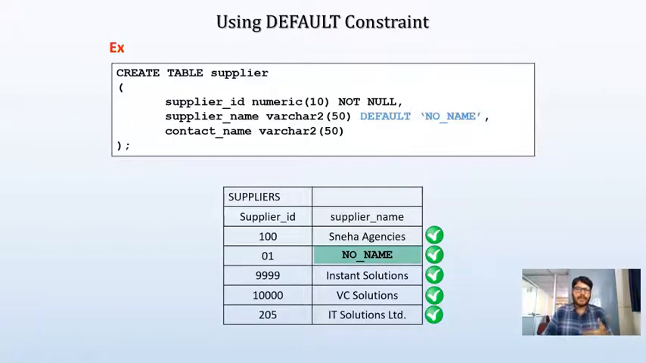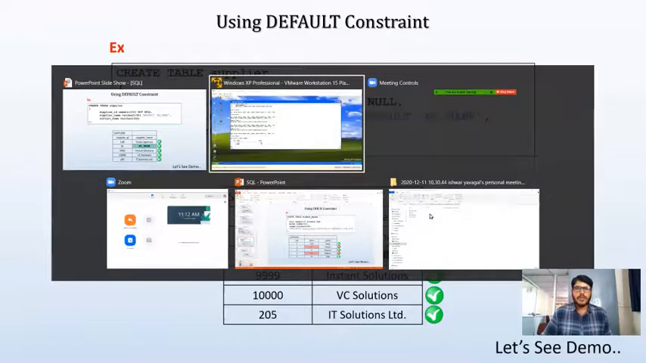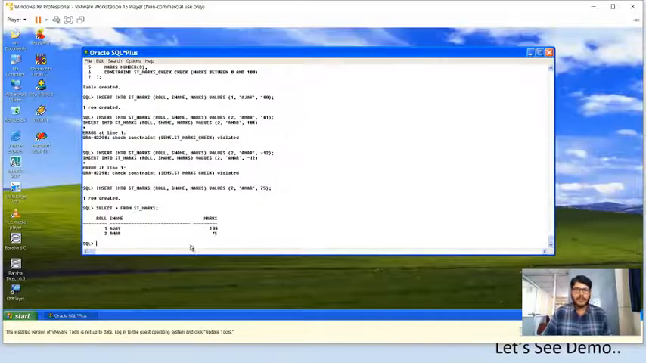Whenever we fetch the records, instead of displaying a null value, it will display no name in the null place. So this is how the default constraint is going to work. So now let us see the demonstration of how it is going to store a null value.